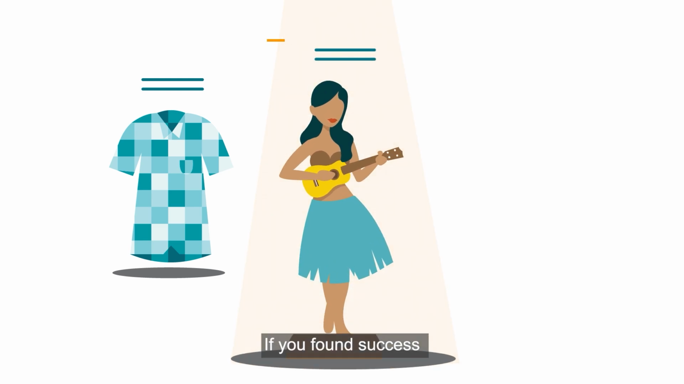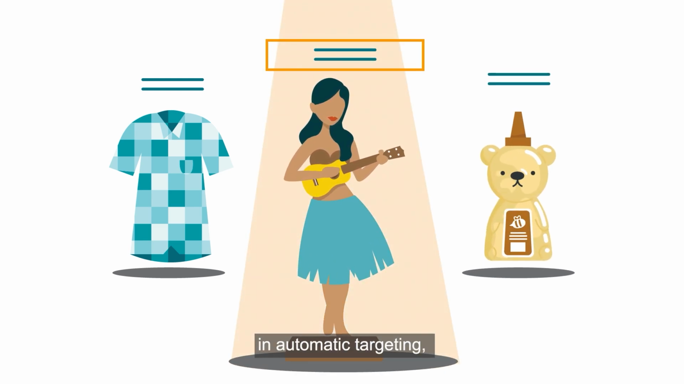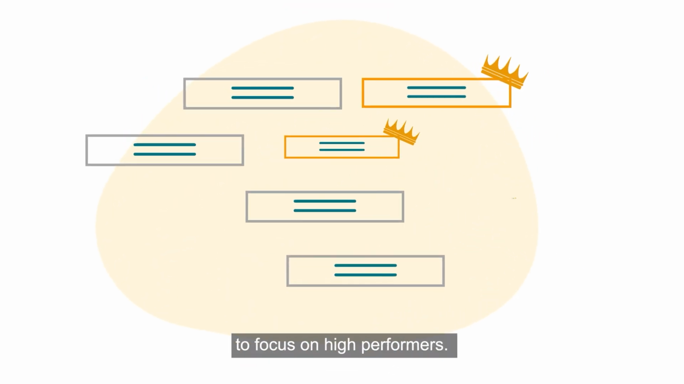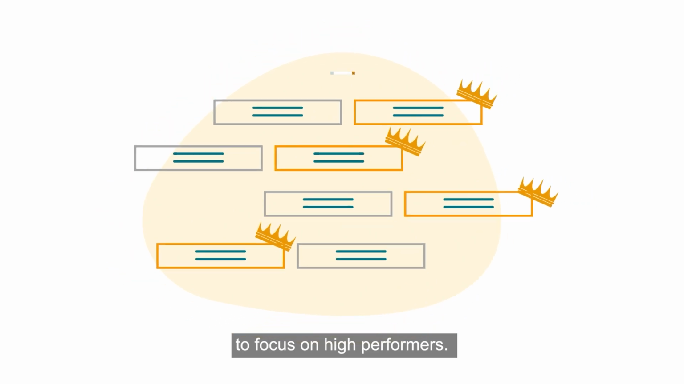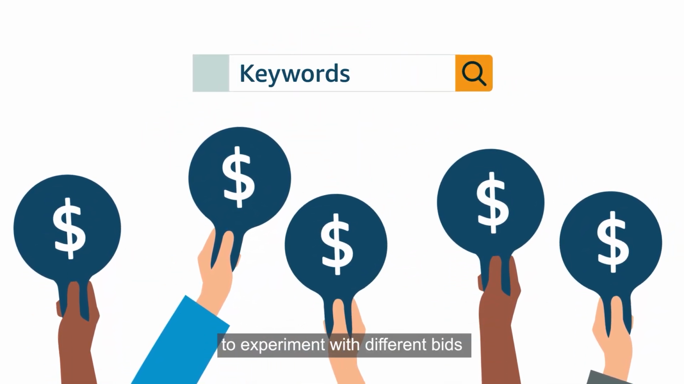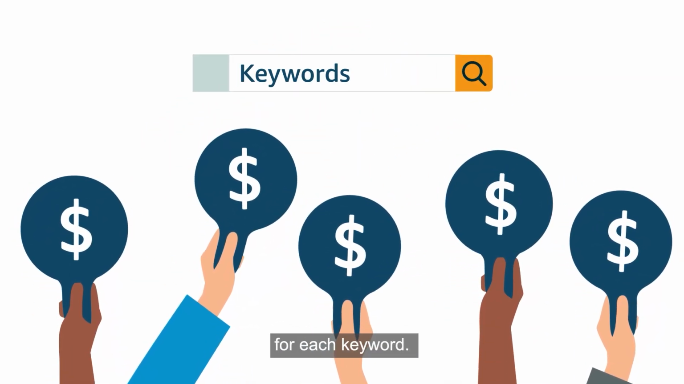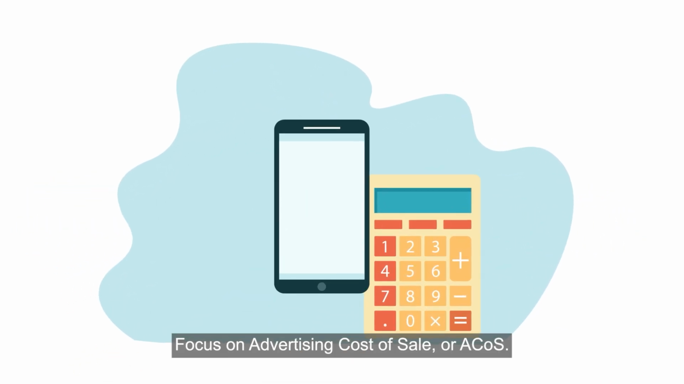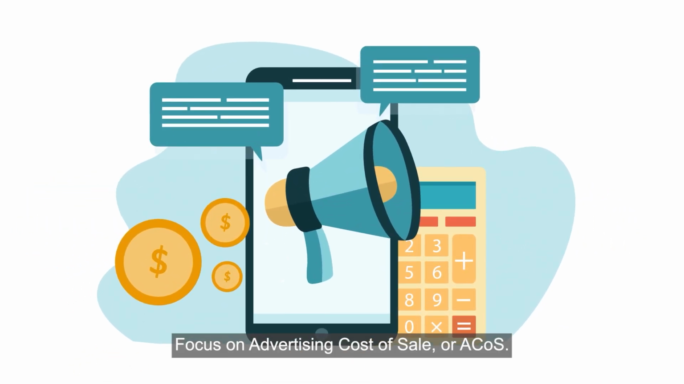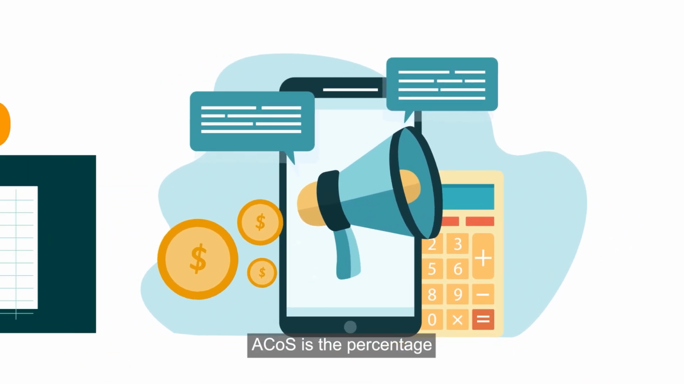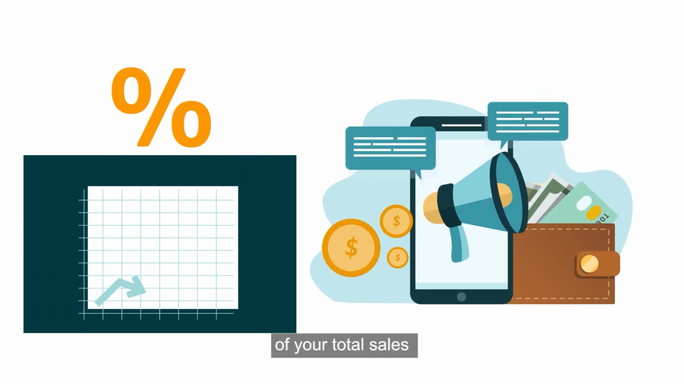If you found success with certain keywords in automatic targeting, this can be an opportunity to focus on high performers. You can also use manual targeting to experiment with different bids for each keyword. Focus on advertising cost of sale, or ACOS. ACOS is the percentage of your total sales that you spend on advertising.